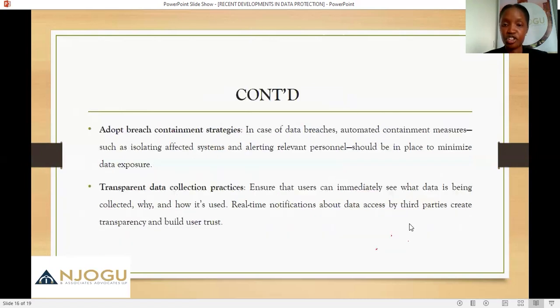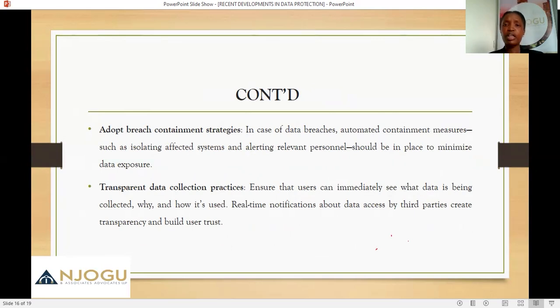Adopt a breach containment strategy. In case of data breaches, we need automated containment measures and a response within the next 24 hours. We have seen a loophole in the data of this particular client and all these things that have happened. How can we respond to that data breach within the next 24 hours?